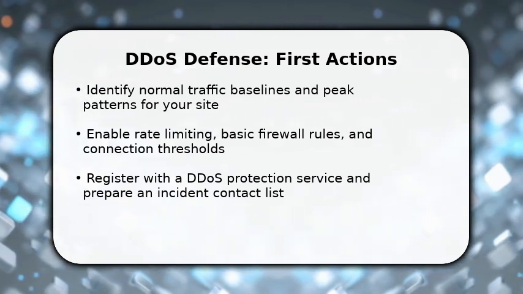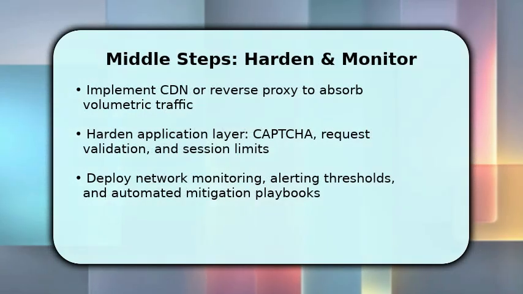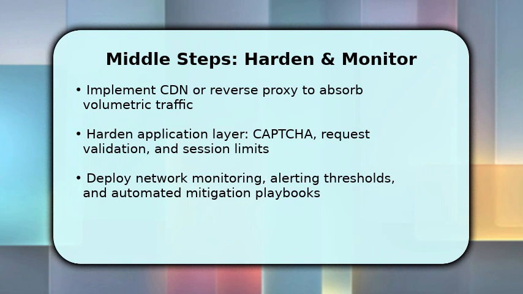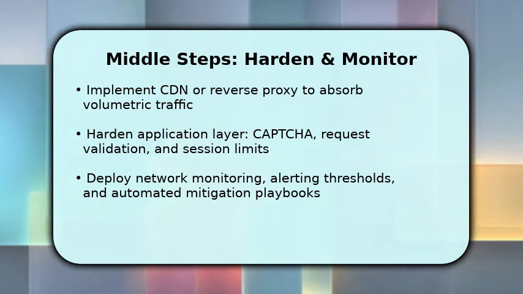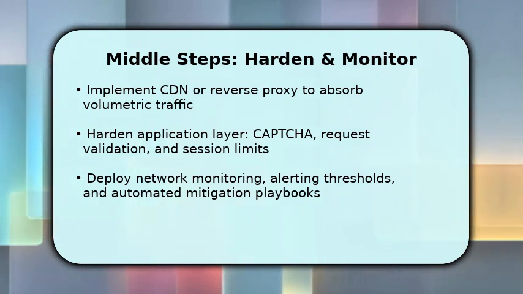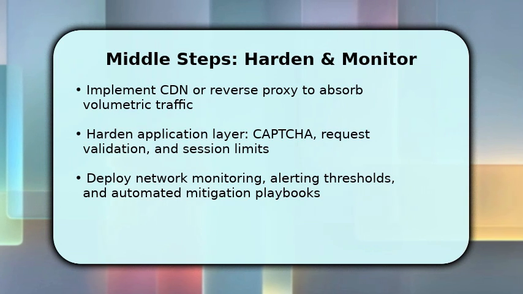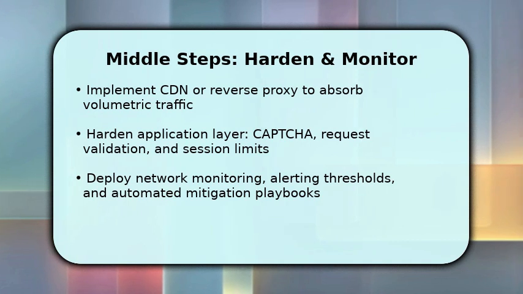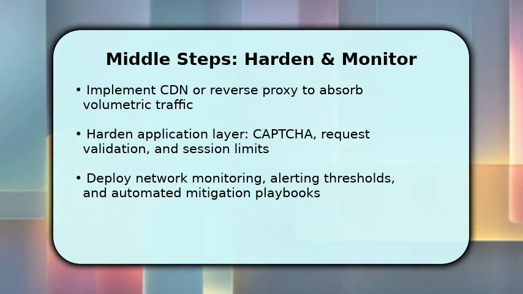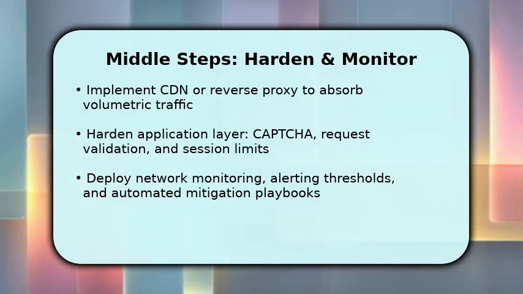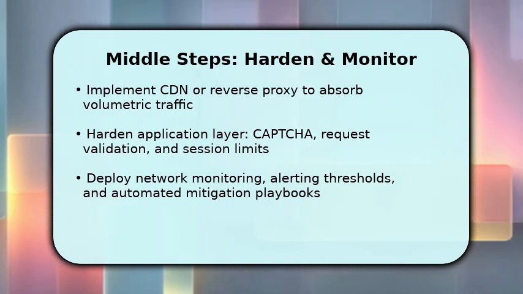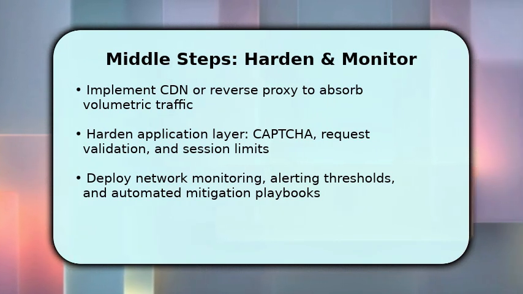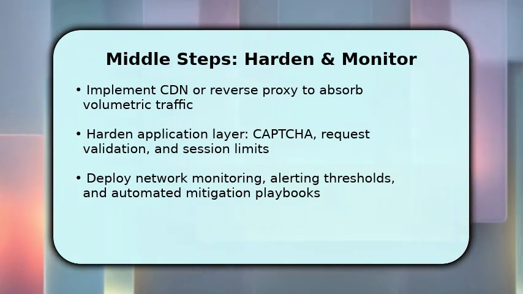Next, absorb and deflect malicious traffic by putting a CDN or reverse proxy in front of your origin servers, which caches content and filters bad requests. Harden the application layer with CAPTCHA where appropriate, strict request validation, and session limits to prevent resource exhaustion. Simultaneously, run continuous network monitoring with tailored alerts and automated mitigation playbooks so your system can respond quickly to patterns that match previously seen attacks.